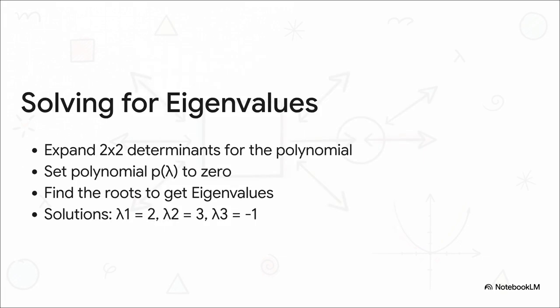Once you do the algebra, multiply the whole shebang out and set that resulting polynomial to 0, you unlock your distinct scaling factors. For this specific matrix we're looking at, the roots of our polynomial actually fall out really nicely. Lambda 1 is 2, lambda 2 is 3, and lambda 3 is -1. Those three numbers, those are our eigenvalues. They're the exact stretch factors along those hidden principal axes we talked about earlier.